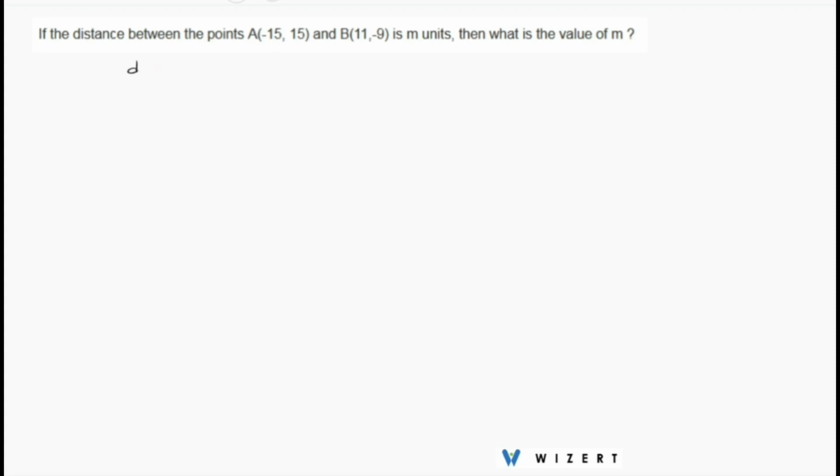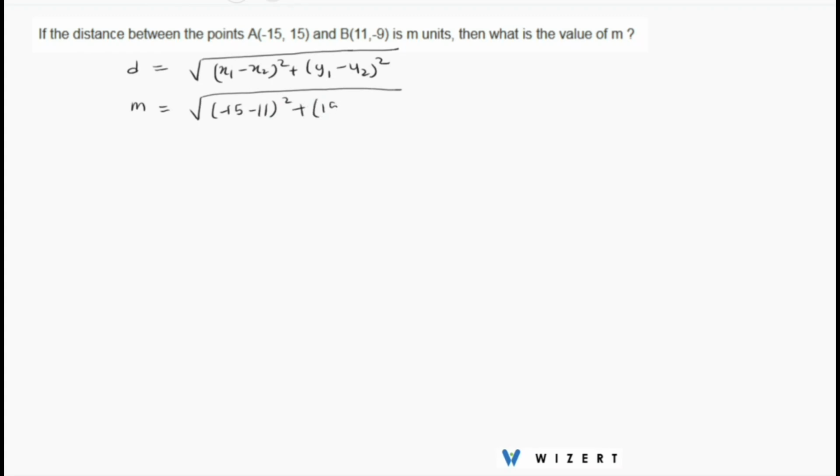Now we know the distance between 2 points is given by the square root of (x1 minus x2) whole square plus (y1 minus y2) whole square. So we have d is equal to m, and x1 is given as minus 15, y1 is 15, x2 is given as 11, so (minus 15 minus 11) whole square plus y1 is 15, y2 is given as minus 9, so y1 minus y2 is 15 minus of minus 9, which is 15 plus 9, whole square.